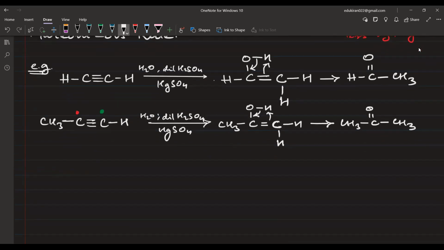Right, next, if you have CH3, C triple bond C, and again a CH3. Now in this case, बताइए symmetrical alkyne or asymmetrical alkyne? Is this symmetrical or asymmetrical? Tell me guys, symmetrical or asymmetrical? दोनों carbon atoms on the triple bond is same or different? Same. Yes, correct.